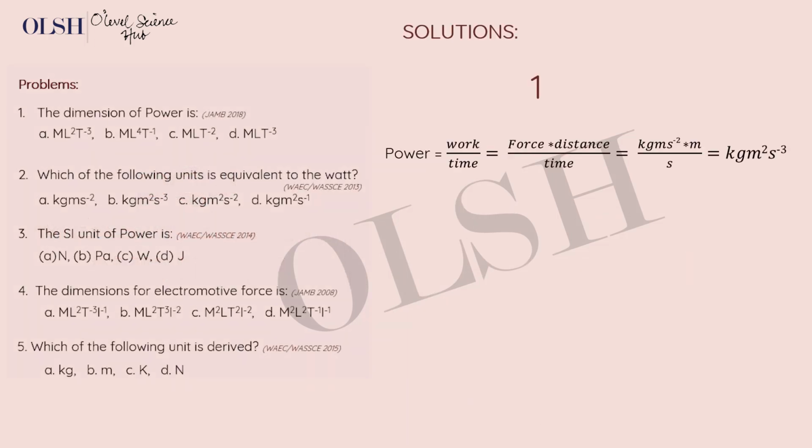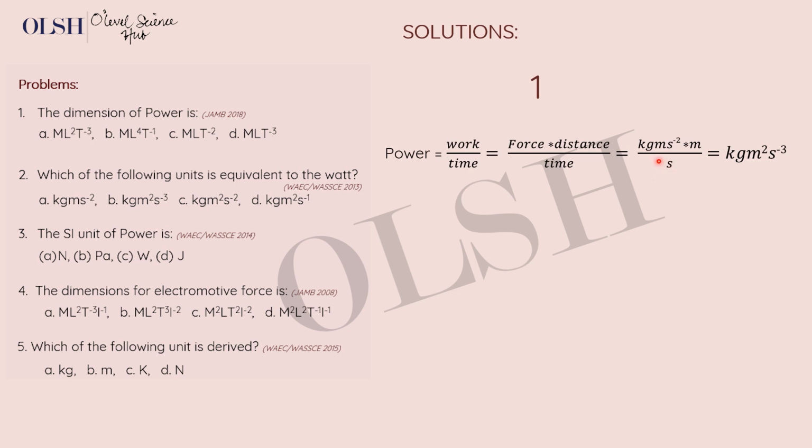The first question is asking for the dimension of power. So we know power is equal to work over time. We know that work is force times distance, so we have force times distance over time. Now the formula for force is kilogram meter per second squared, because force itself is mass times acceleration. So we have the kilogram for the mass, then meters per second squared for acceleration, while distance is meters and time is in seconds.